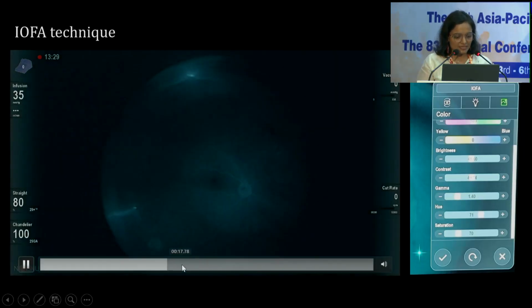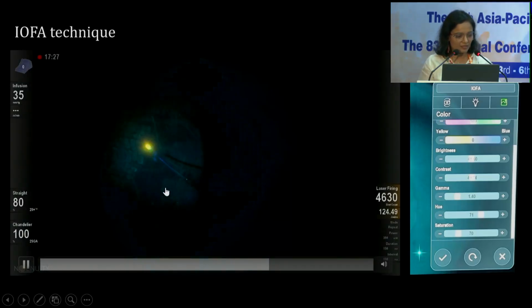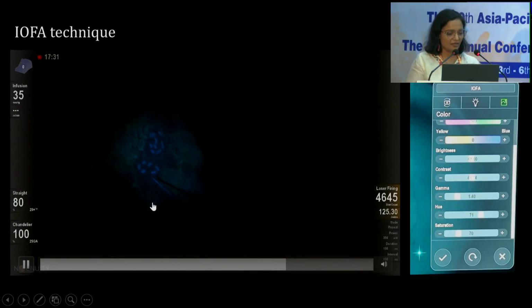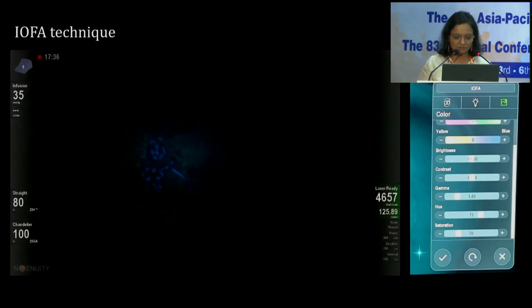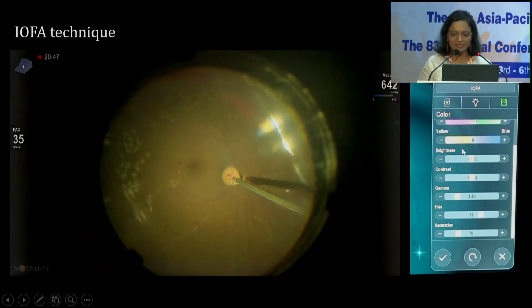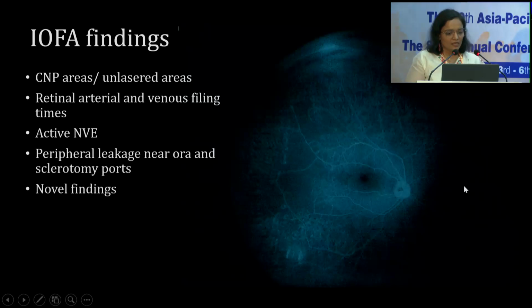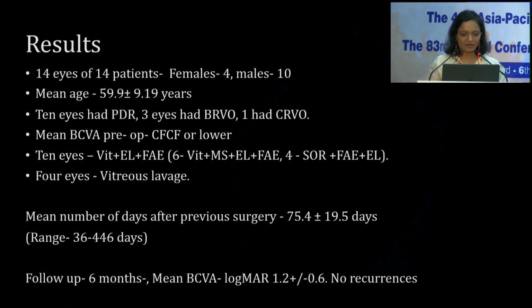So here you can see in the mid to late phases of the angiogram that these very well delineated capillary non-perfusion areas are there, and this is even an IOFA enabled endolaser. These are the characteristics of the purely digital barrier filter, by adjusting the color, hue, saturation, and brightness. So on IOFA, we could find the arterial and venous filling times, active NVE, peripheral leakage near the ora and the sclerotomy ports, and some novel findings as well.